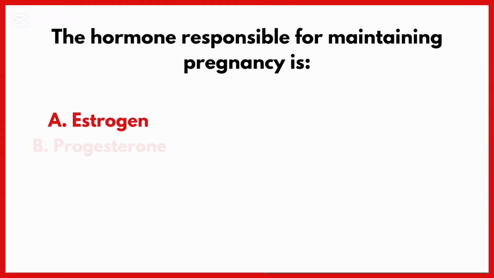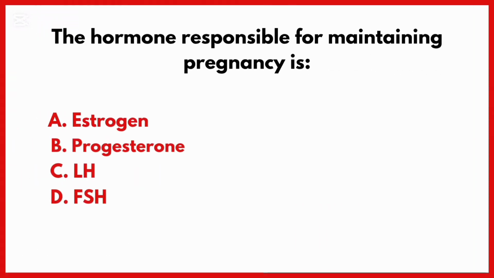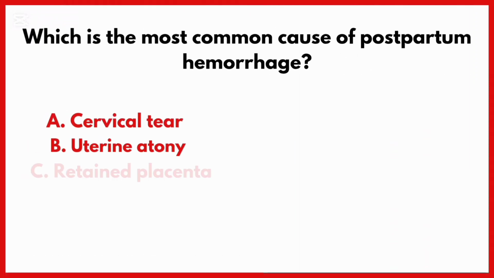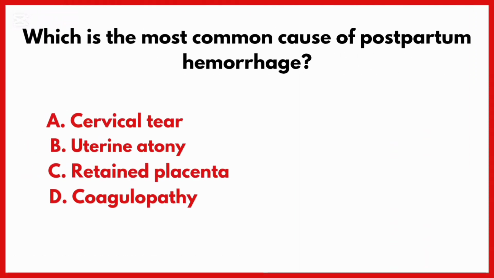The hormone responsible for maintaining pregnancy is. Correct answer is option B, progesterone. Which is the most common cause of postpartum hemorrhage? Correct answer is option B, uterine atony.